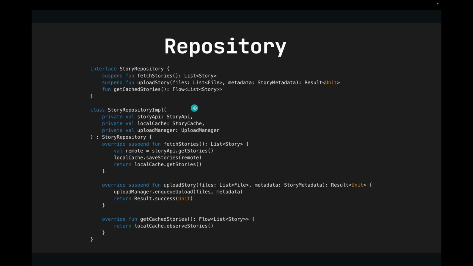Now this is our repository layer. Mainly we are looking at this story repository implementation, which implements this story repository interface. The story repository implementation manages cache plus network coordination, triggers upload and retry flows, handles expiration logic and story state sync. This layer is the brain behind data orchestration.